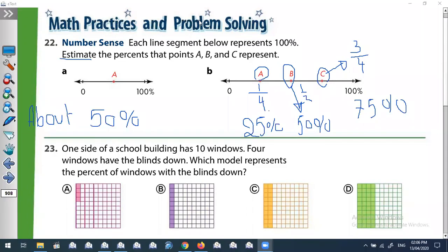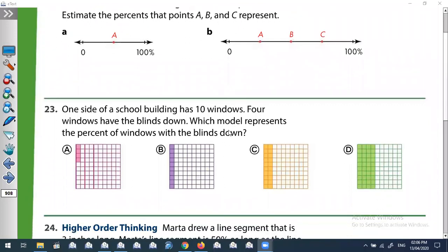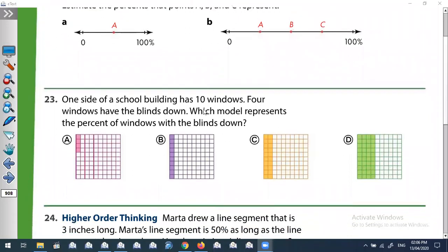Let's move to another exercise. One side of a school building has 10 windows. 4 windows have the blind down. Which model represents the percent of windows with the blind down? Again, one side of a school building has 10 windows. 4 windows have the blind down.